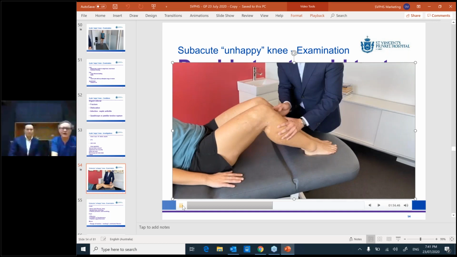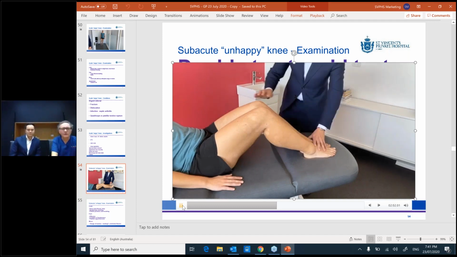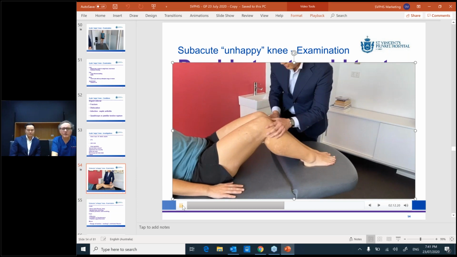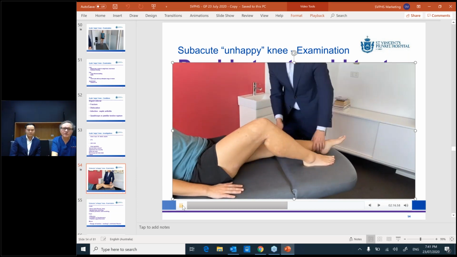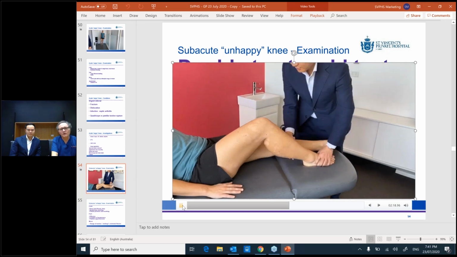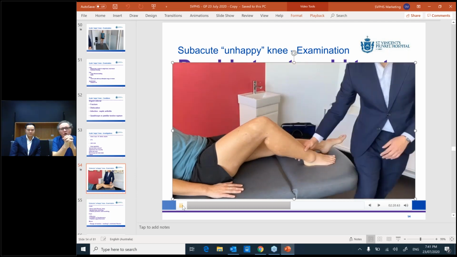He's now looking for any posterior sag between the relationship of the femur and the tibia. If the patient has a PCL injury, the tibia will be translated posteriorly. That's what he's looking for. He's kept the limb at 90 degrees.